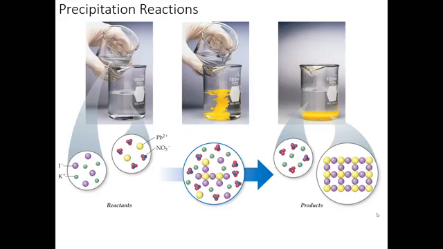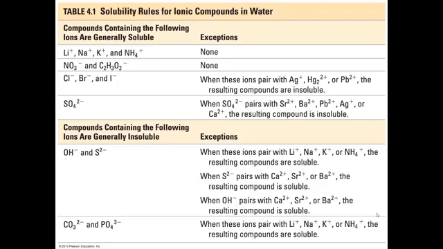How did I know that this solid was lead 2 iodide? It turns out that there is a list of solubility rules that tell me which ionic compounds are aqueous, in other words, will dissolve in water or are soluble in water, and which ionic compounds are insoluble or will form solid precipitates when placed in water.